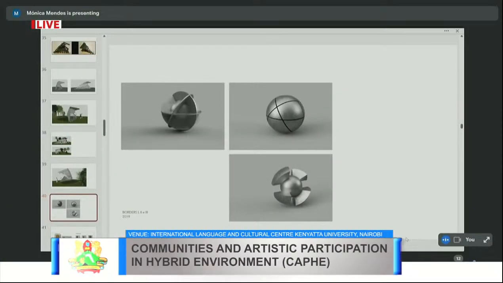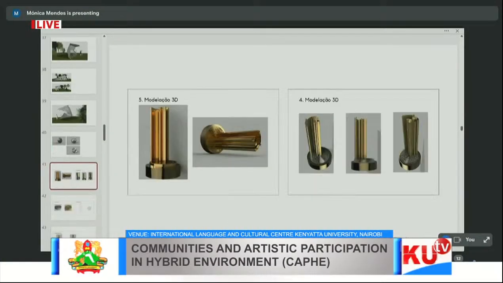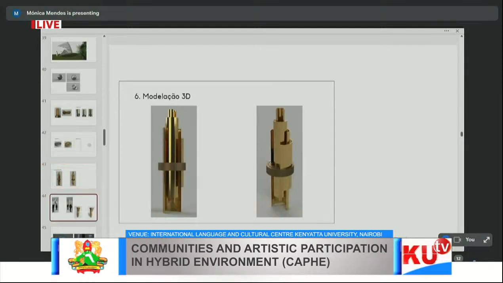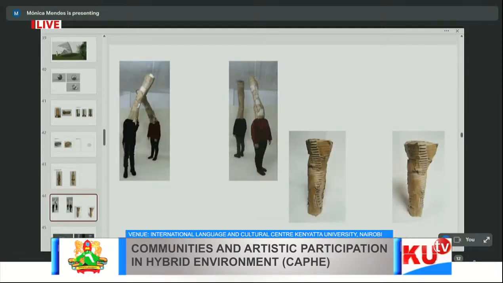This is a project for medals. Another one, the renders. This is a 3D printing here. The left one is a 3D print of the base of this trophy. And here is another work.